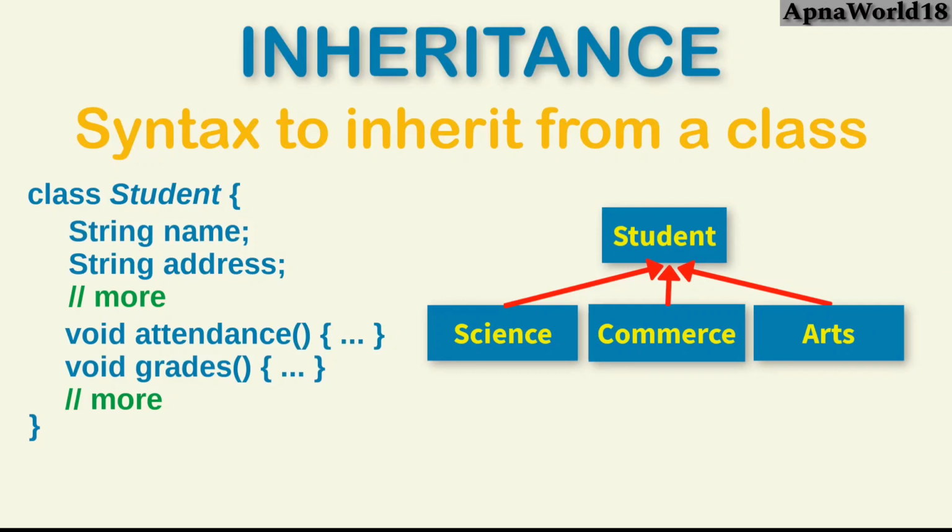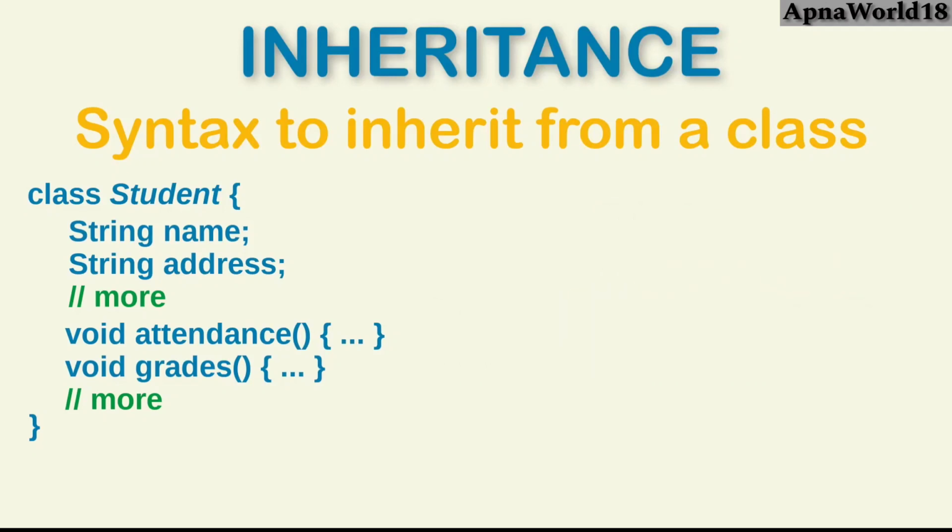So what is the syntax to inherit and define a subclass? For this, you give the subclass name. Let's take science. You use the extends keyword along with the super or base class name when declaring the subclass. So here we have science student as the derived class, which extends the base class student.